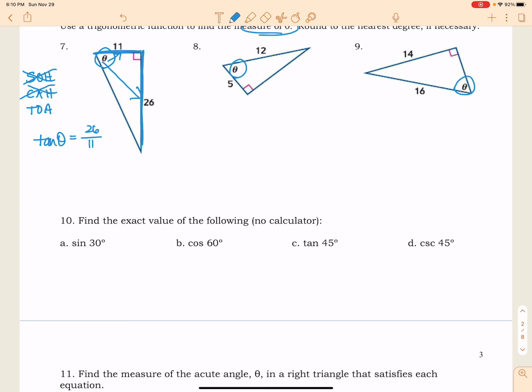So how are we going to do this in the calculator? Ultimately, I want theta, I don't want tangent of theta. I know what tangent of theta is, it's 26 over 11. If you're using a TI calculator, you're going to have to use tangent inverse, which is the second button on tangent, of 26 divided by 11.